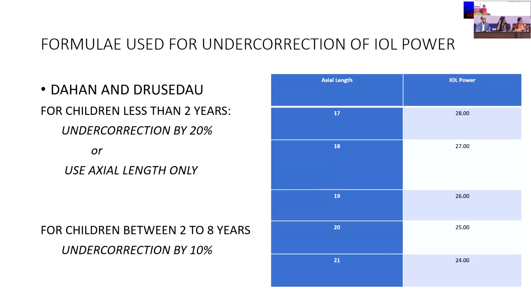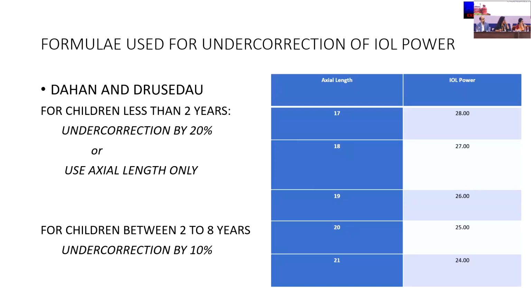Dr. Coker published a study saying that in Indian eyes, the myopic shift is less, so you should not undercorrect by 20% because the myopic shift is less. But in our study, that's what I was thinking. Why is there so much controversy? There are so many variables involved.